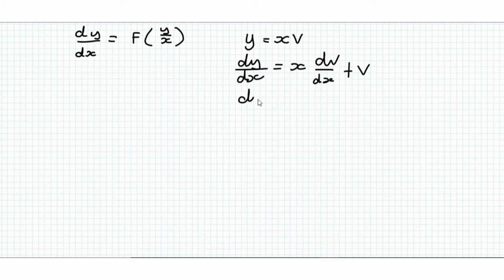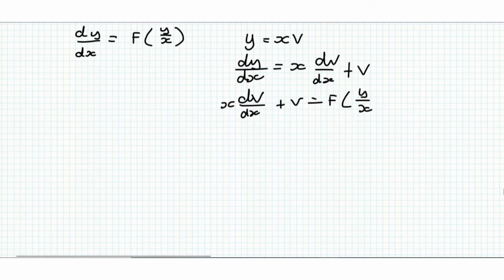dv, x dv by dx plus v equal to f of y over x. The whole idea of the substitution is that f of y over x becomes a function of v, because if you sub in y equals xv, the x's cancel and you get a function of v.